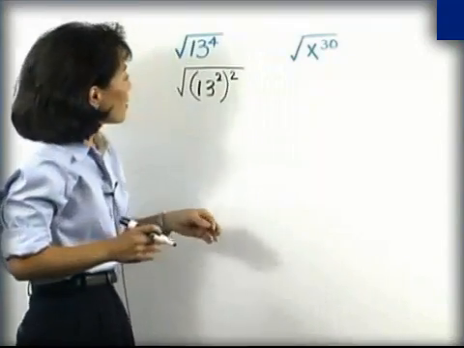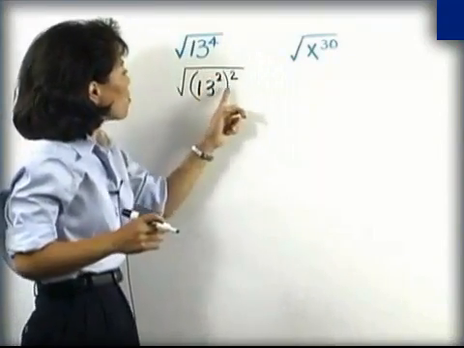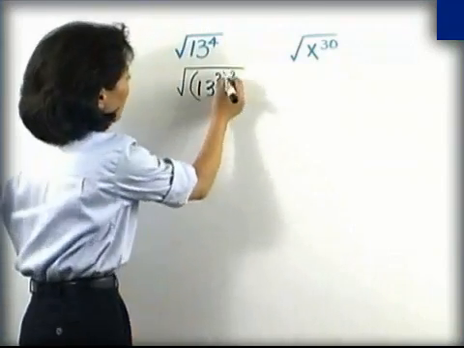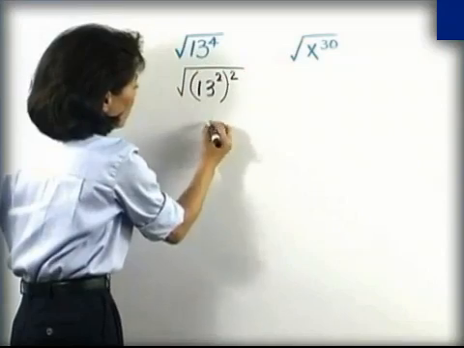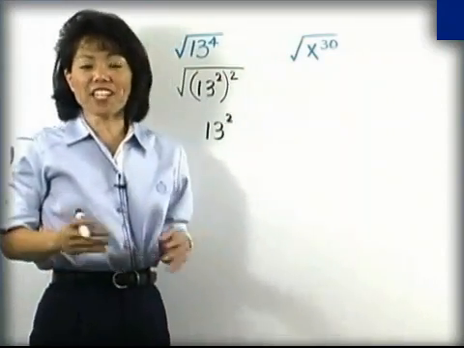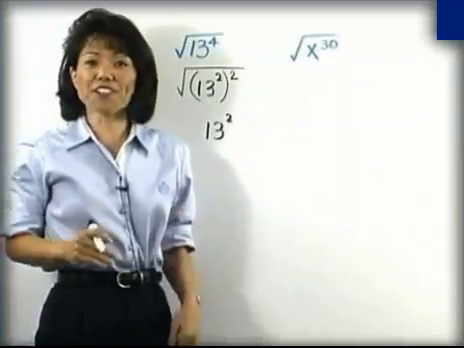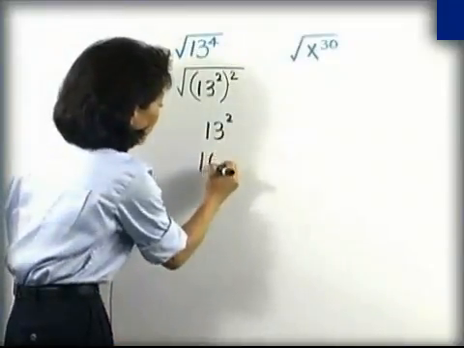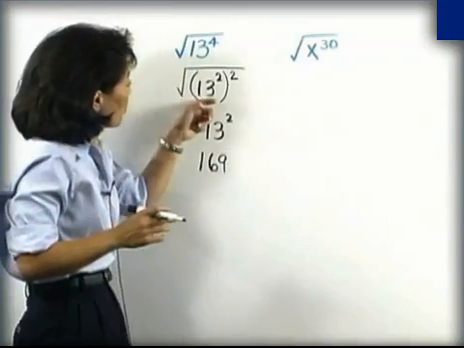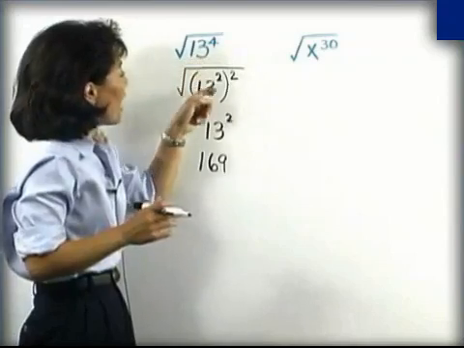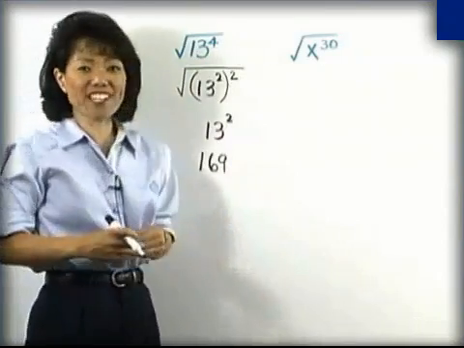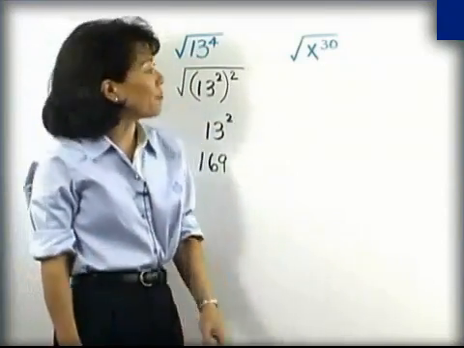Now why did I do that? Because I know that if I have any number squared, it can come out of that square root sign. So in other words, I can rewrite this expression simply as 13 to the second power, or if you know your multiplication tables, 13 squared is 169. Now again, what we did was we rewrote this 13 to the fourth as something squared. Once we get there, we're pretty much home free. Let's try our second example.